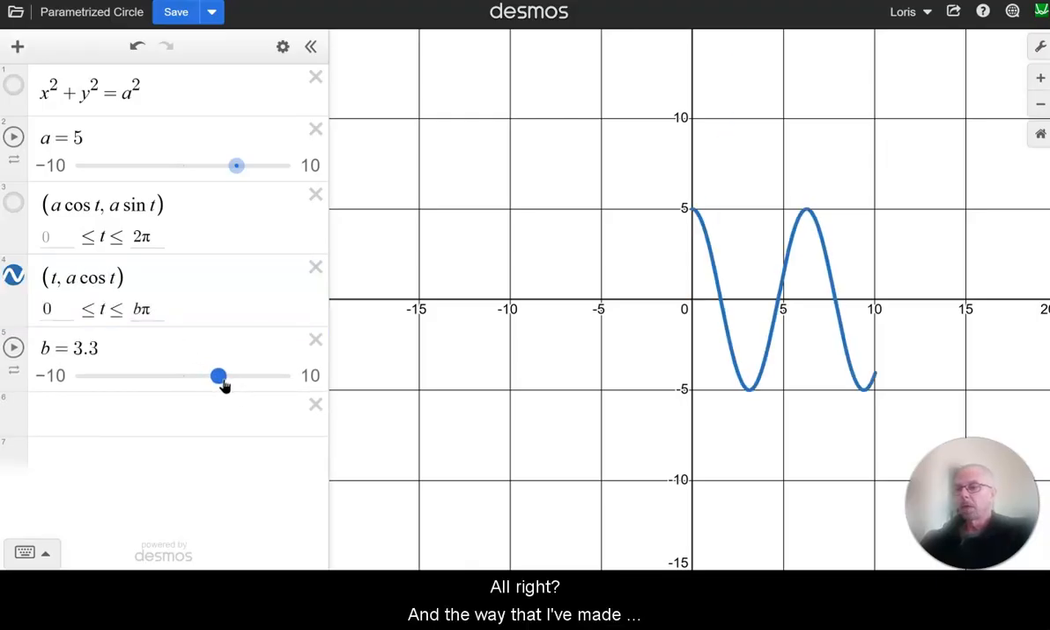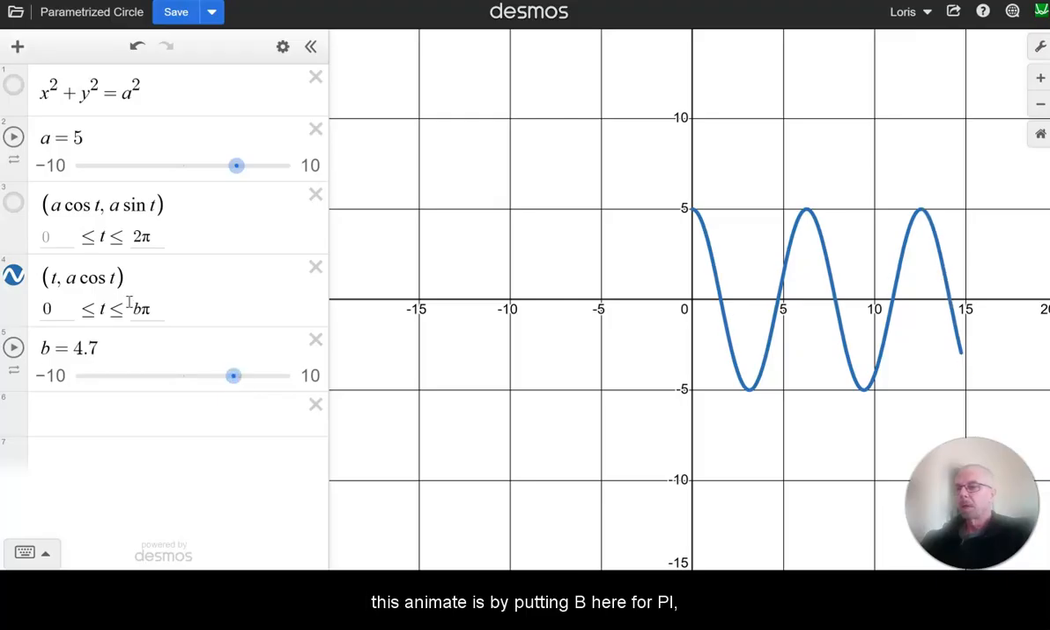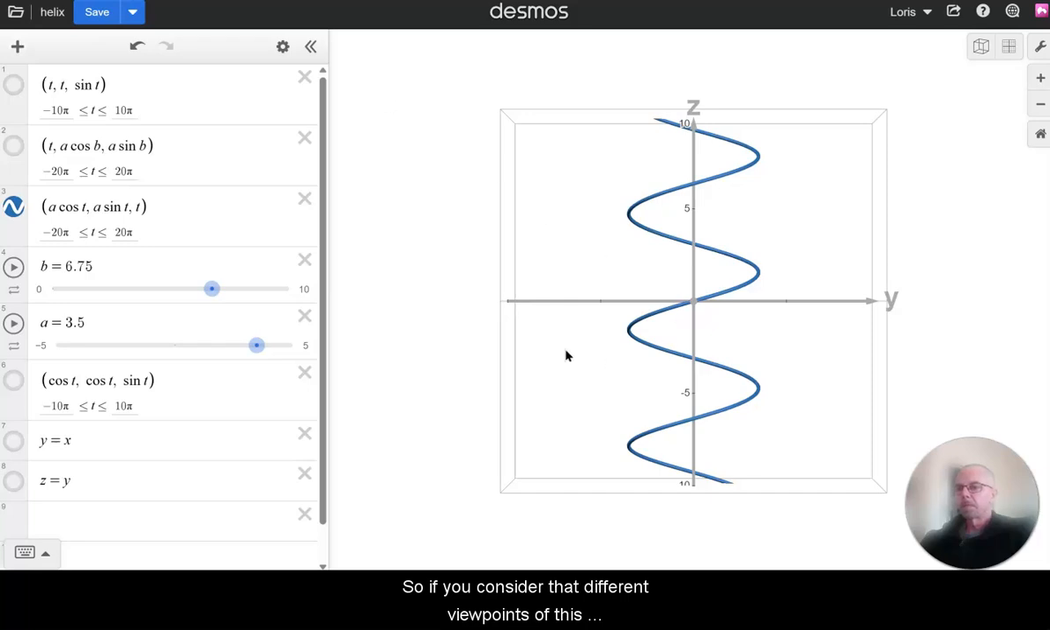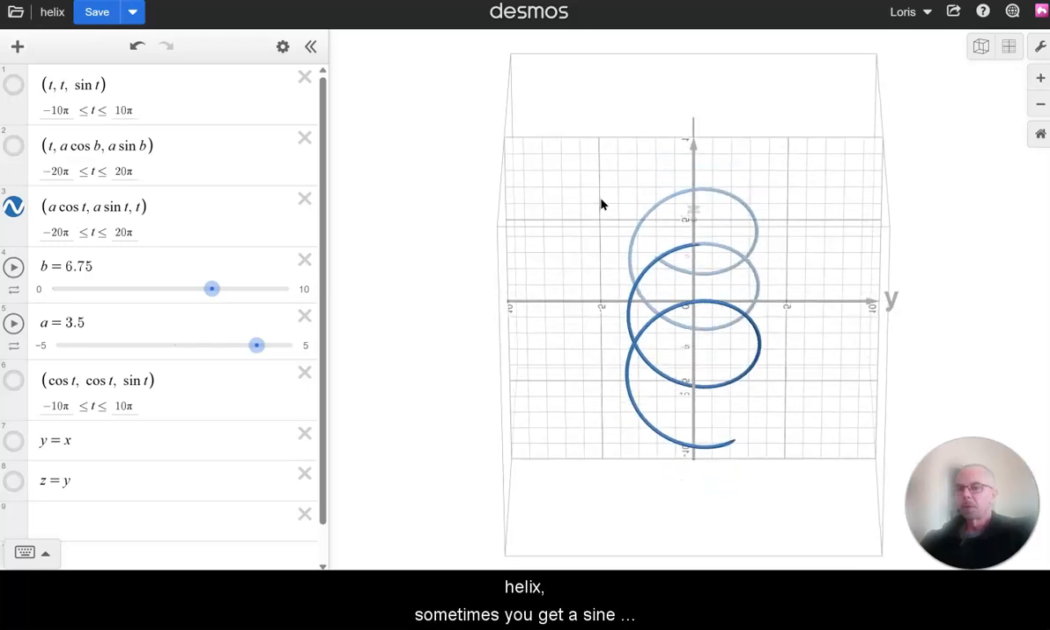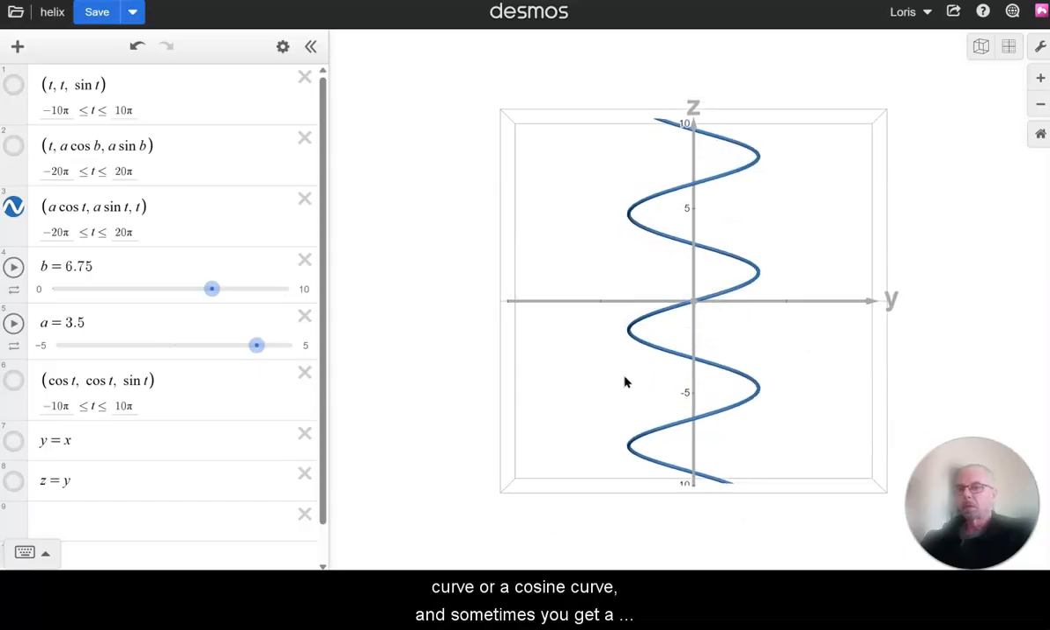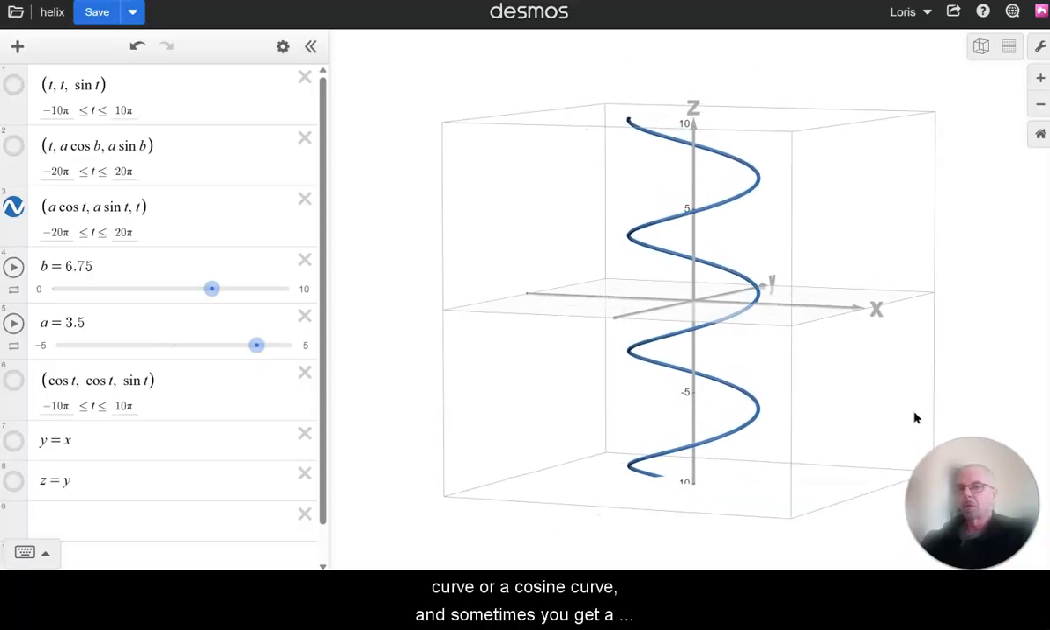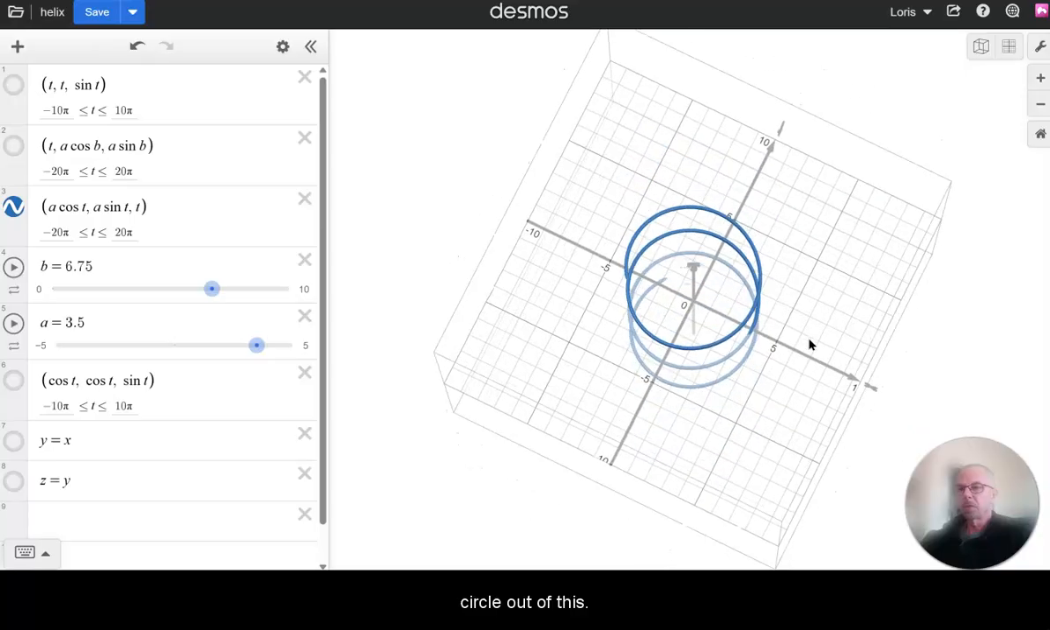All right, and the way that I've made this animate is by putting b here for pi, b times pi, and I'm changing the value of b. And then, of course, if you wanted to go to the other side, you would put a value here as well. Okay, so that's that. So if you consider different viewpoints of this helix, sometimes you get a sine curve or a cosine curve, and sometimes you get a circle out of this.